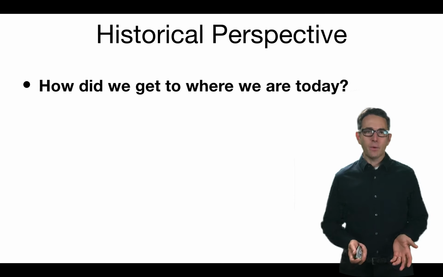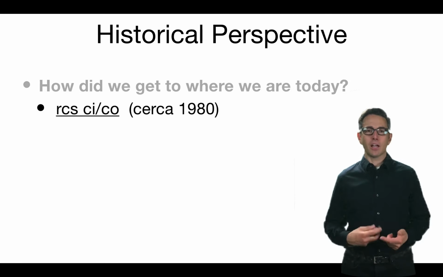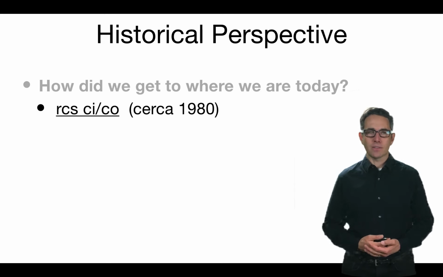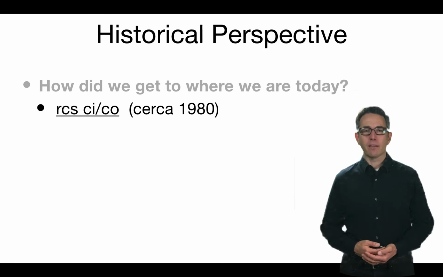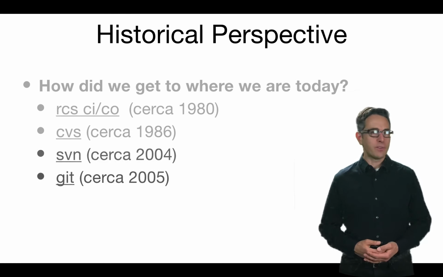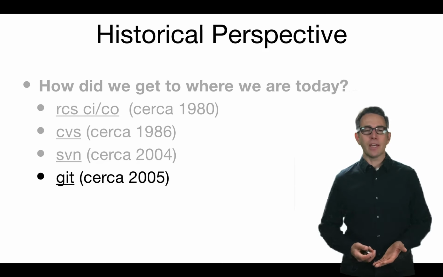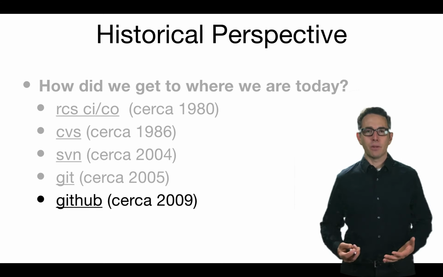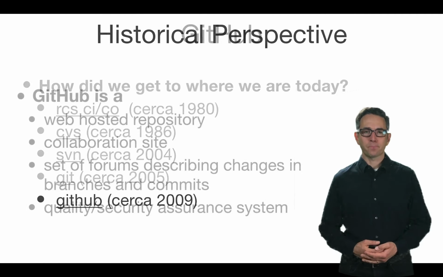So historically, how did we get here? Well, we've been progressing in our complexity and our ability to manage change. About 1980, the tool RCS, the revision control system, which has the programs CI, check-in, and CO, checkout, was made. It was okay, but it required a lot of discipline on the part of users. CVS was introduced in 1986 and Subversion around 2004. Git was introduced about 2005, and then GitHub came online about 2009, and since then has really exploded as becoming a major location for storing software on the internet.